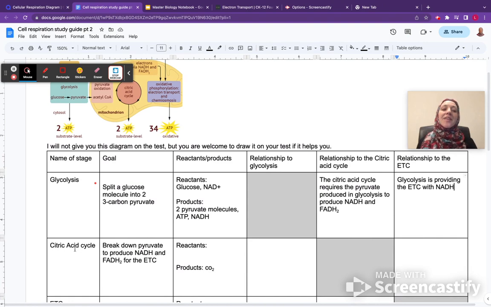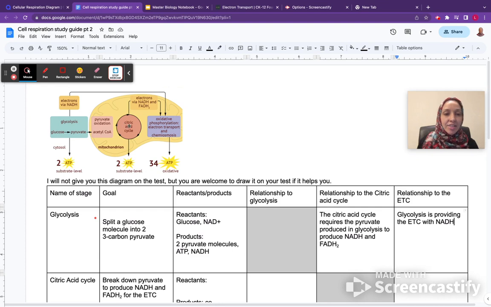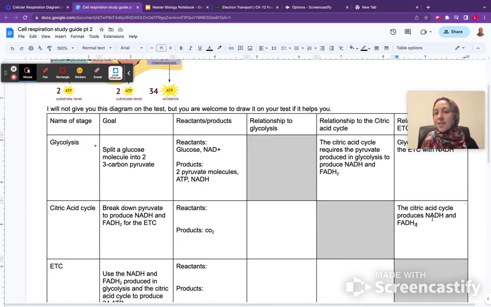What is the relationship between the citric acid cycle and the electron transport chain? Let's look here. What is the electron transport chain getting from the citric acid cycle? It's getting this NADH and this FADH2. Perfect. I wrote it here. Now, why does the electron transport chain need these molecules? We're going to talk about it in our details of cellular respiration. Essentially, they're going to give their high energy electrons to the electron transport chain, and the electron transport chain uses those high energy electrons to produce ATP.